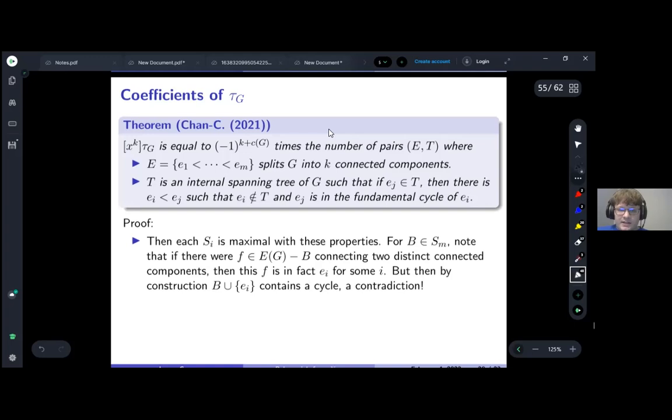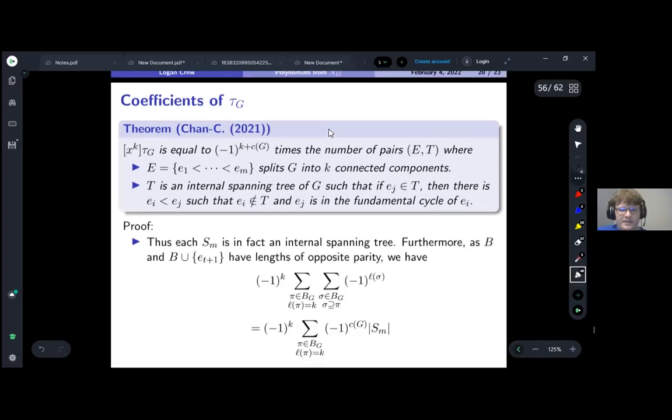We can show that each S_i is maximal with this property. And once we get to the final edge, the final S_m, basically, if it were not maximally connected, then any edge that would be outside of it would be one of these e_i, which would be a contradiction. And so, in fact, each of these S_m is an internal spanning tree. And so this whole sum cancels as we pass from S_0 to S_m because we remove elements in pairs. And so we end up with this final statement, which is exactly this. And here's the -1 to the k, here's the -1 to the connected components, and this sum is equivalent to the statement that's up there, the number of internal spanning trees that satisfy all of these properties.